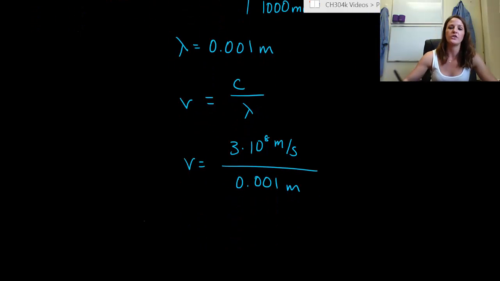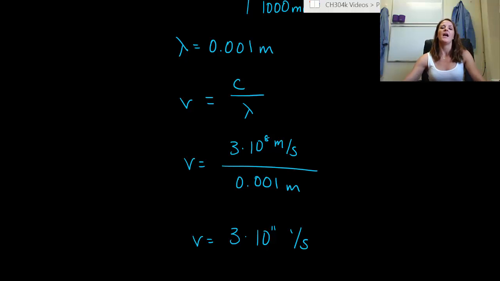So if you put that in your calculator properly, you end up with a frequency that is equal to 3 times 10 to the 11th inverse seconds, and that's just a giant number. I wouldn't really expect you to convert that to anything more useful, but 3 times 10 to the 11th inverse seconds or hertz, okay? Either of those would be proper units.